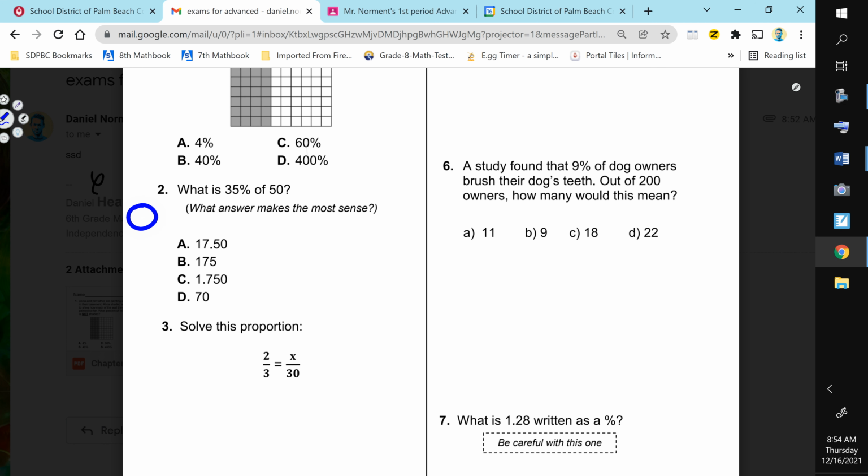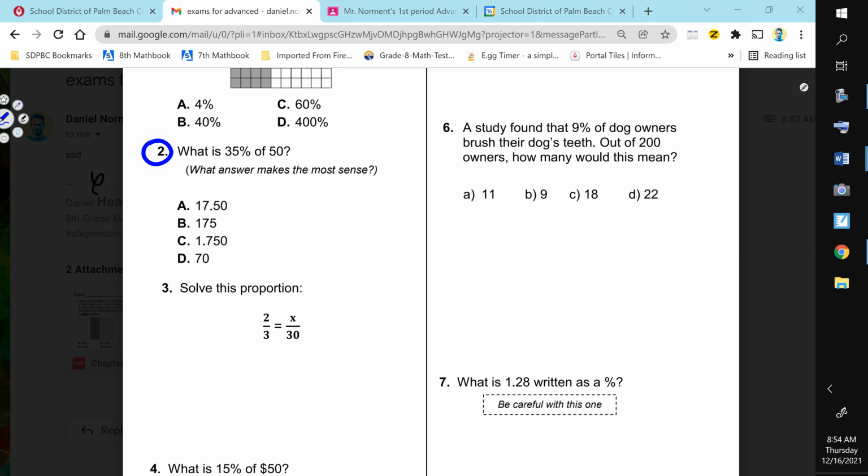Numero dos, 35% of 50. Here's your hint. Convert that to a decimal. And then multiply times 50. And you will see your answer.